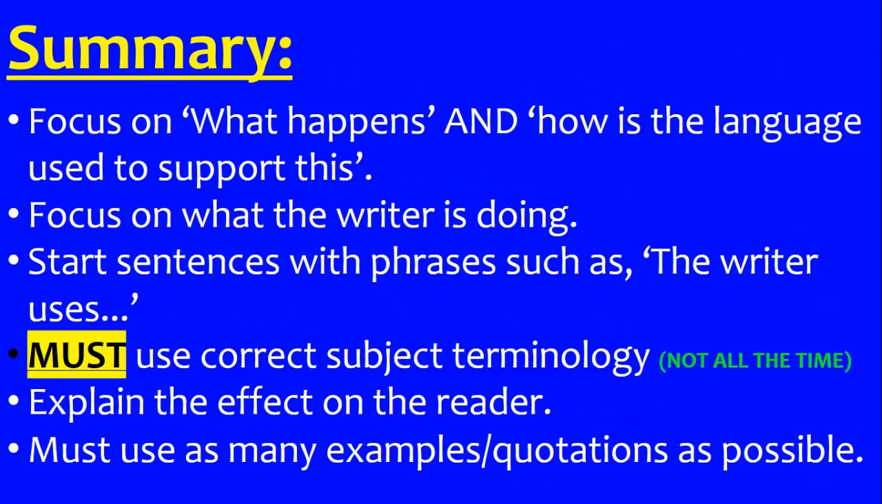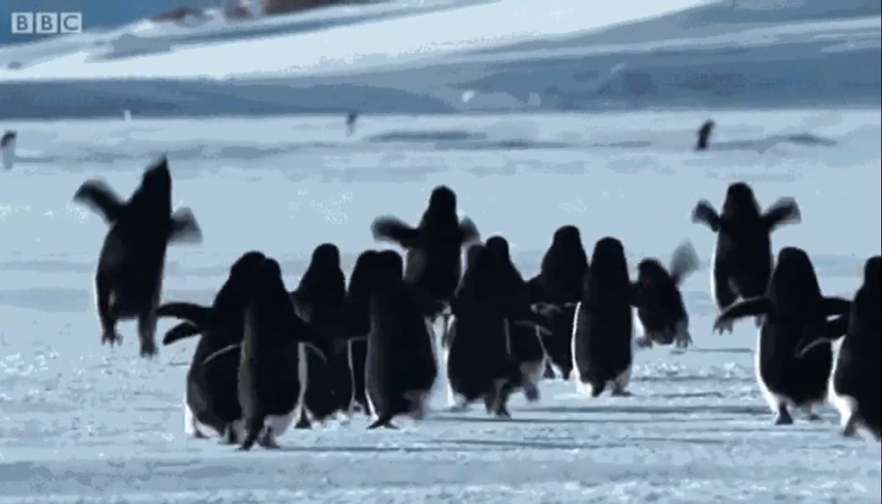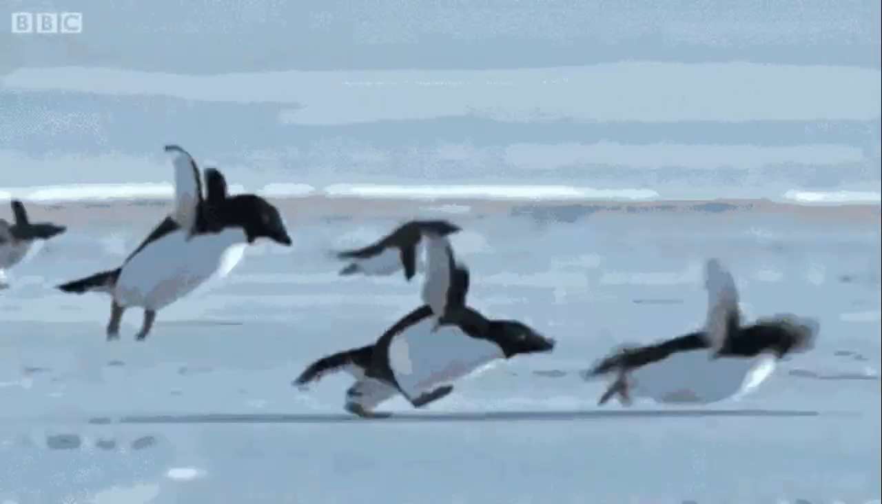So, summary for the question: focus on what happens and how the language is used. Focus on what the writer is doing. Try to use sentence starters that the writer uses. Try to use correct subject terminology. You don't have to use it all the time, but use it at least 4 or 5 times. Explain the effect on the reader, and try to use as many quotes as you can. 6, 7, 8 quotes if you can. That's it for this video on the how question.